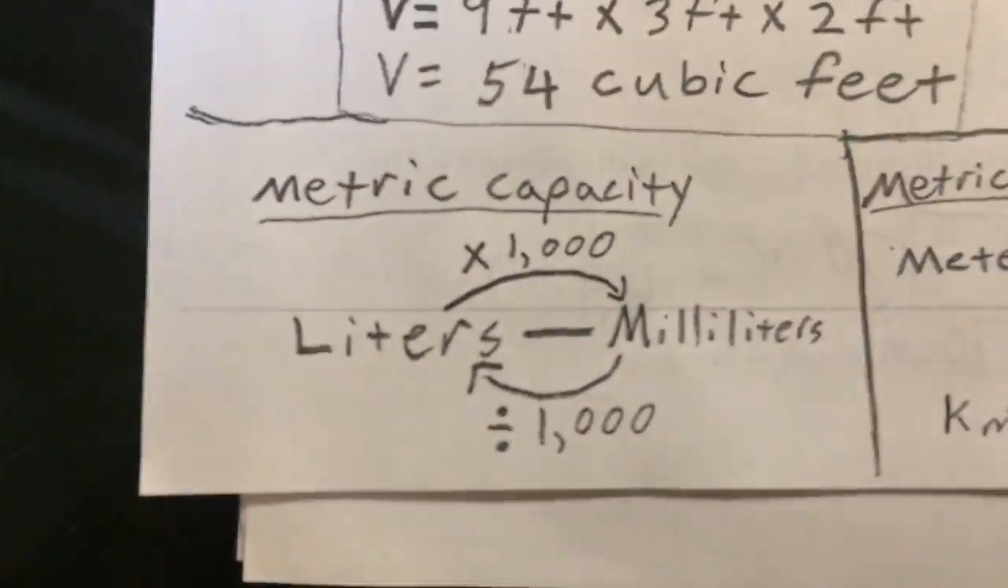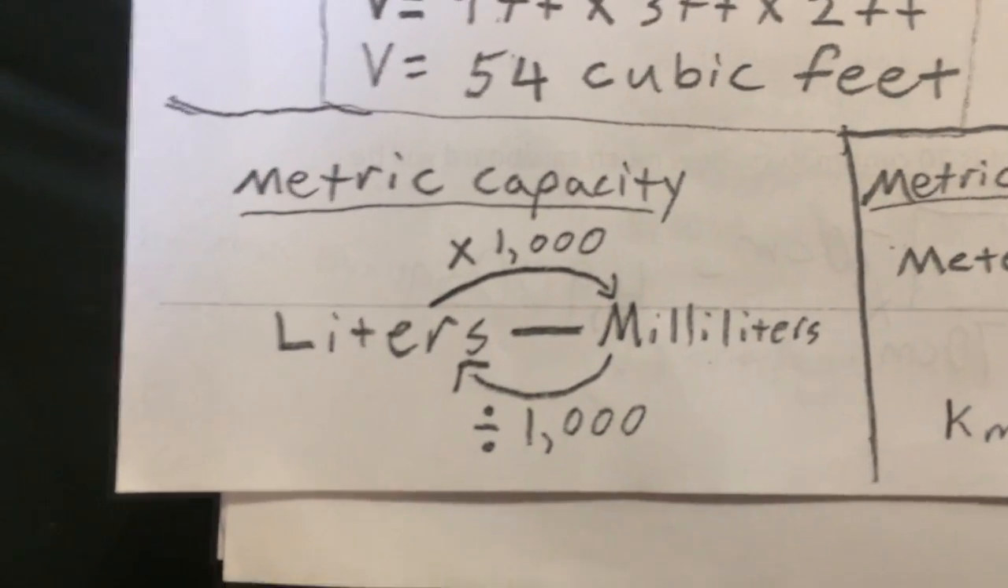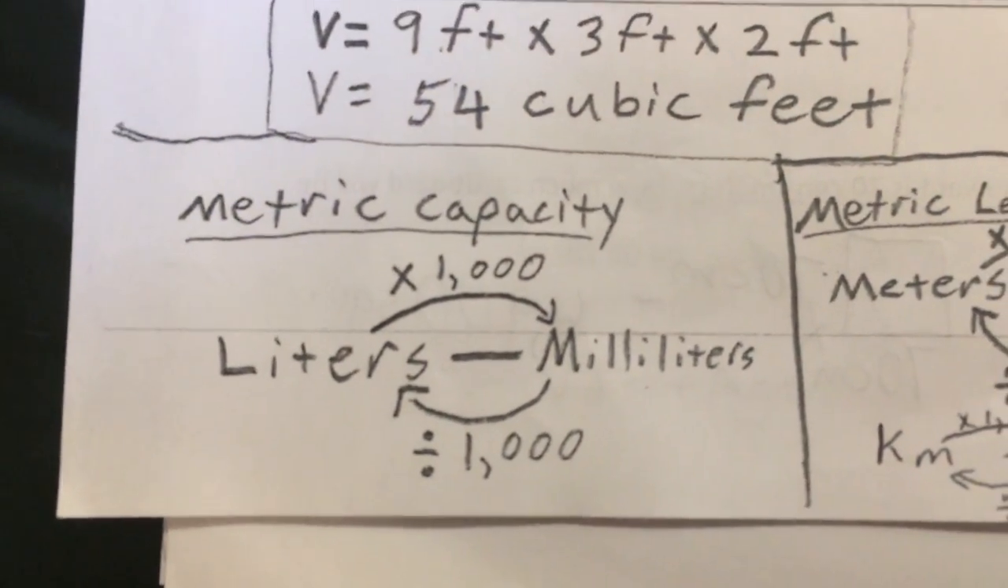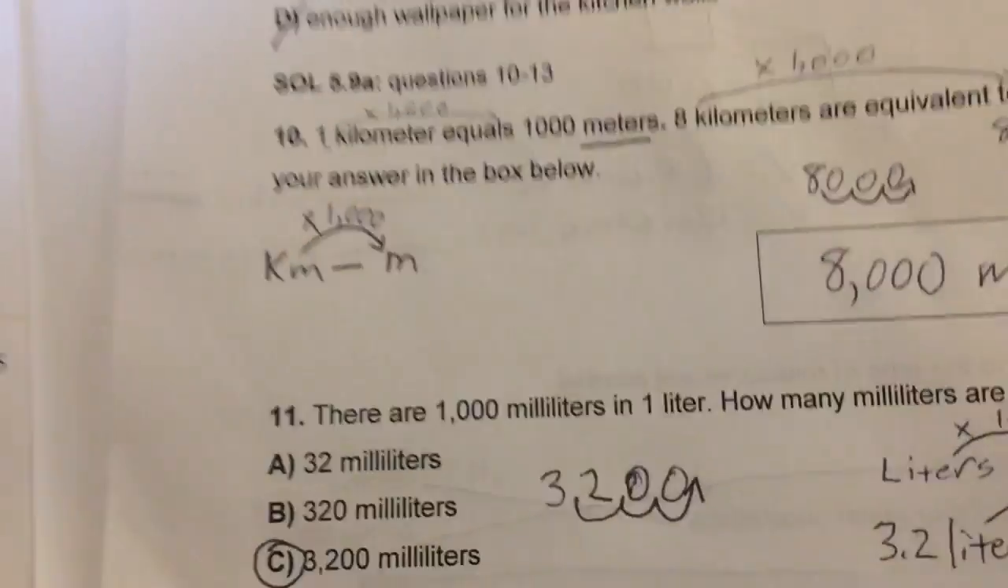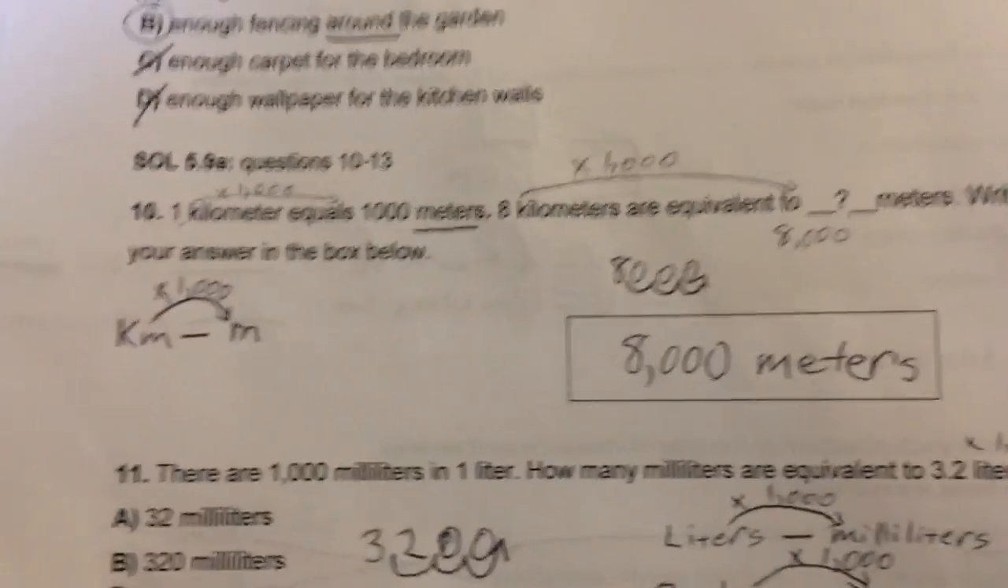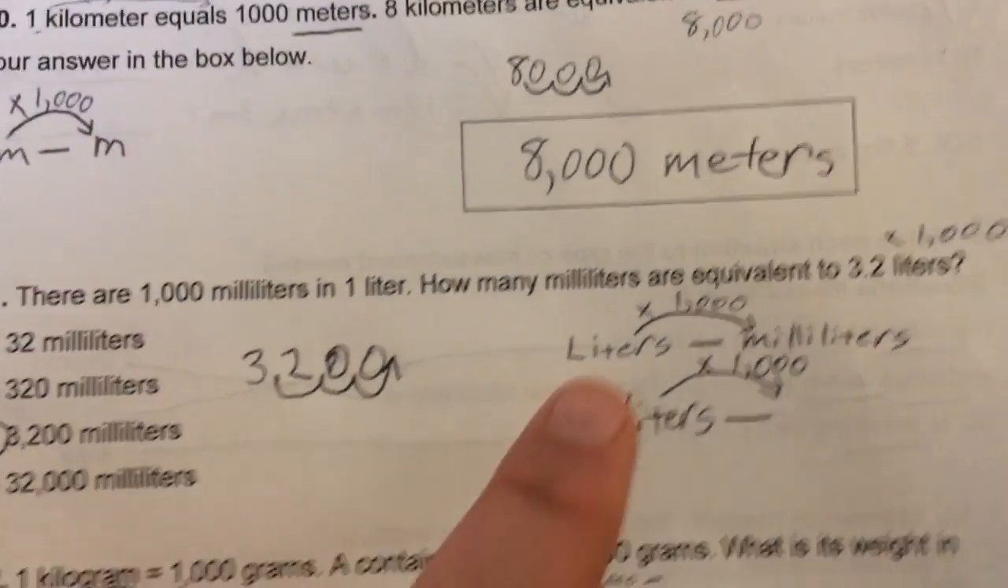And we have liters, and then it's times 1,000 to get to milliliters. And if you want to go from milliliters to liters, it's division. So let's see what they want us to do. I wrote some notes already, and I assumed to go to also to multiply.